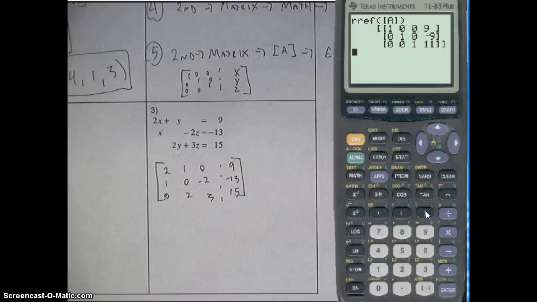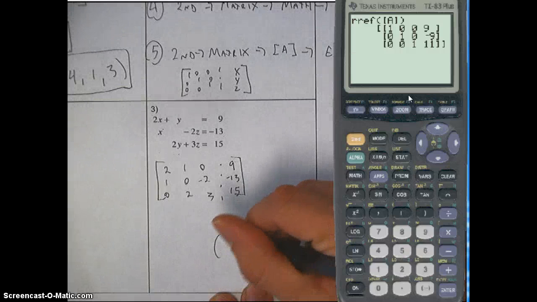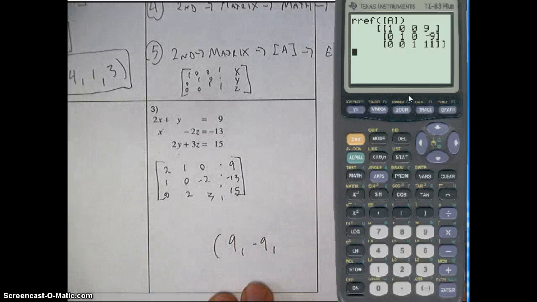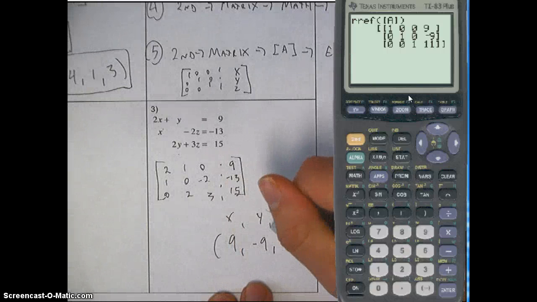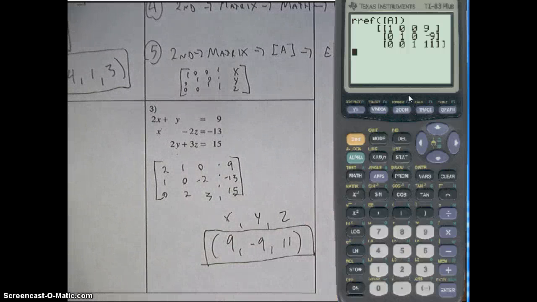Enter. I've got the identity matrix right here, which tells me I've got a good answer. The answer that spits out is 9, negative 9, and 11. It's my X, my Y, my Z. That's how you solve systems of equations using the calculator.